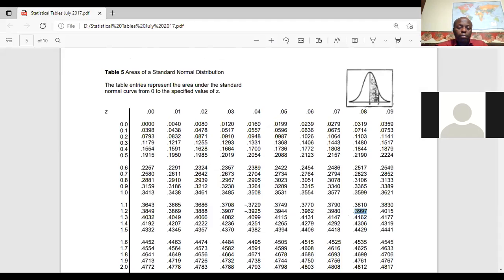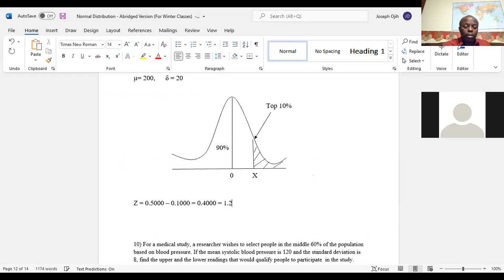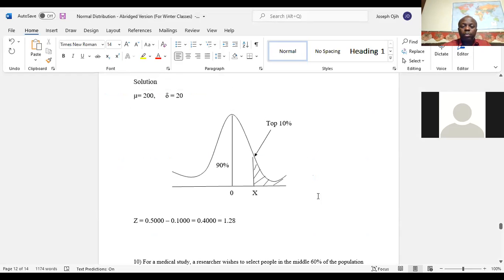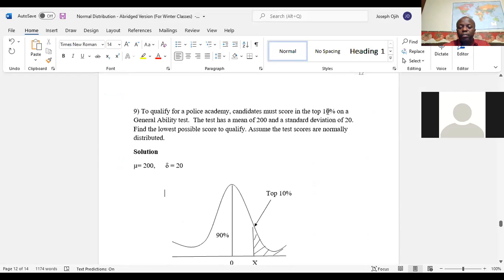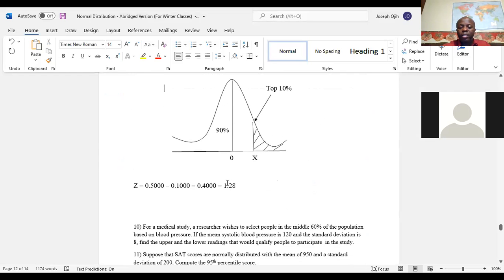Then you follow it to the left. You get a Z of 1.2 and up 8. That gives us 1.28. With this now, you can answer the question. The question is: find the lowest possible score to qualify. They give you the mean, they give you the standard deviation, and they give you the percentage, which is the probability. So you follow this to get your Z value.